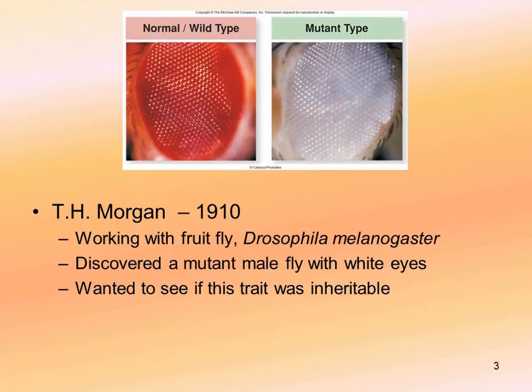As Morgan was studying his fruit flies, he discovered that there was a white-eyed male. This is unique because the normal eye, or called wild eye, is red. And he wanted to know if this white-eyed trait could be inherited using Mendel's principle. So he began by crossing a mutant male, which is the white-eyed male, to a normal red-eyed female to see what would happen.